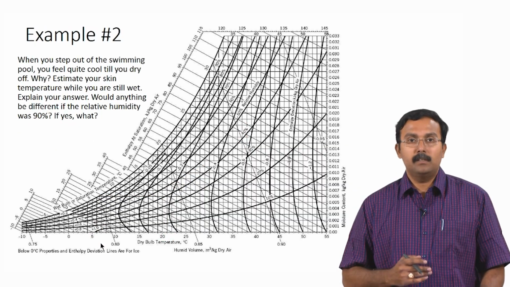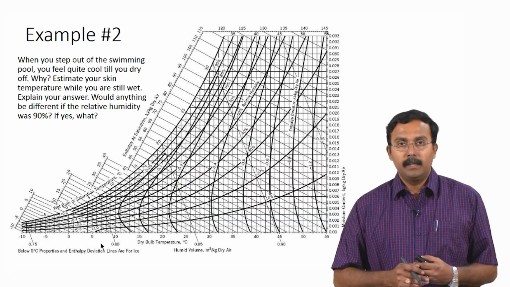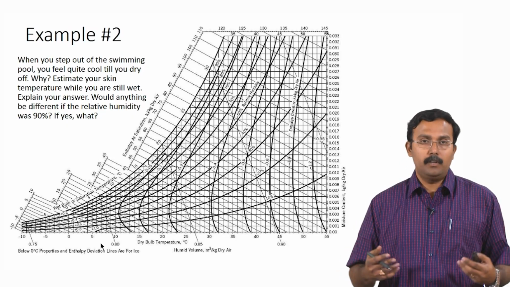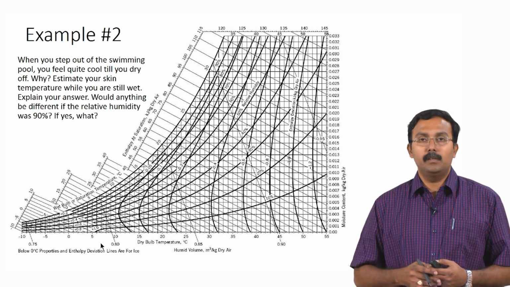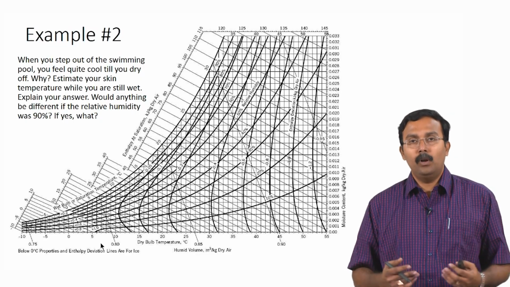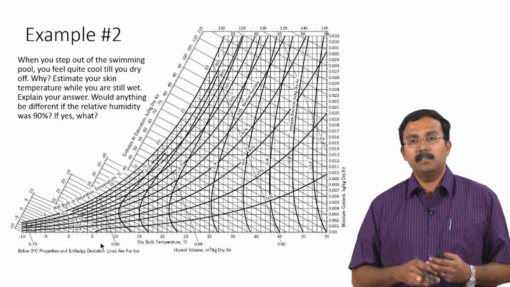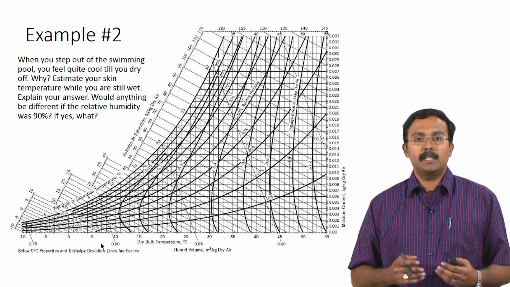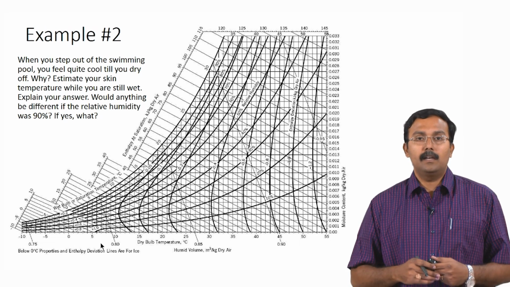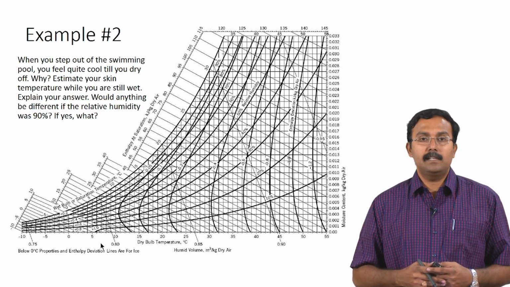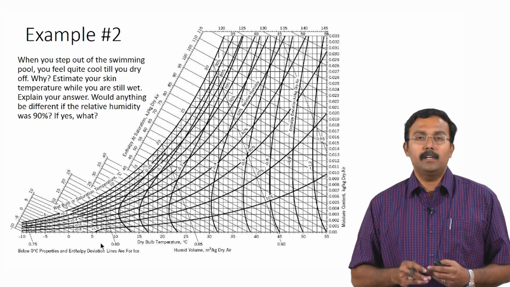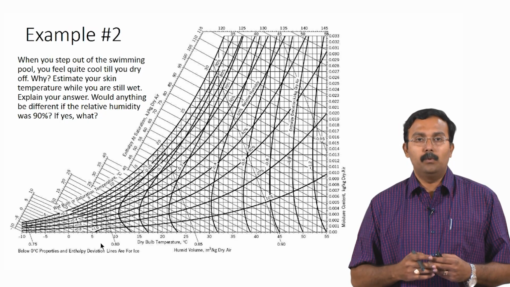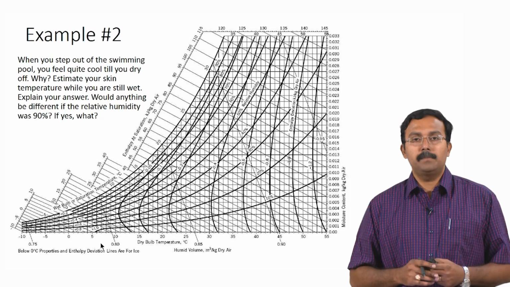The next aspect is, let us say you are in a swimming pool. You are swimming and then you come out, and before you dry off, before you use a towel to dry yourself off, you will feel cold in this weather where you have 21 degrees Celsius and 40% relative humidity. Why do you feel cold? And can you estimate your skin temperature while you are still wet? And would you be able to explain your answer? Would anything be different if the relative humidity was 90%? If yes, why? So, now let us see this problem step by step.